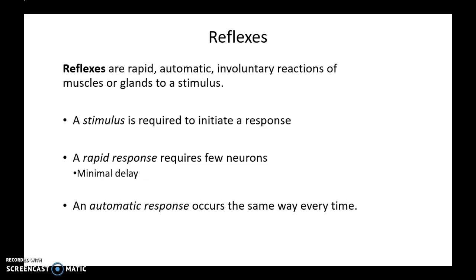We don't have the luxury of time to send all the sensory information to higher order thinking parts of the brain, and then the brain takes its own time to decide and send a motor command back. No, we cannot do that. So it has to be a super quick response that involves very few neurons. And for reflexes, the automatic response occurs in the same way every time. So if you tap your knee 5 times, the response will be the same all 5 times.